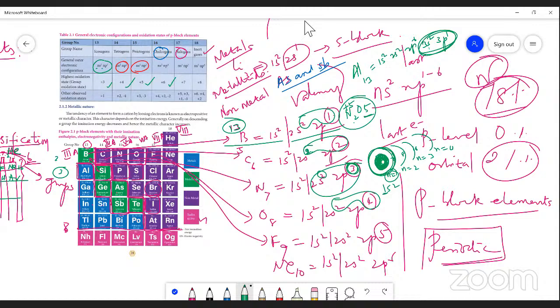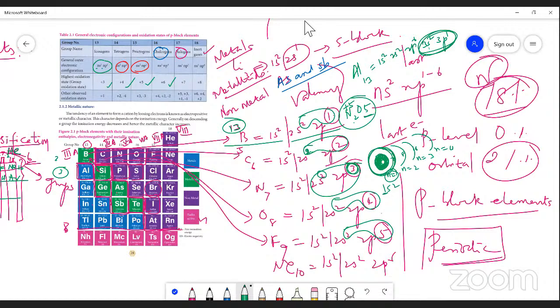Now we come to the halogen family, and here you please understand, the halogen salt producing family contains 7 electrons in its valence level. So 7 is its oxidation state.